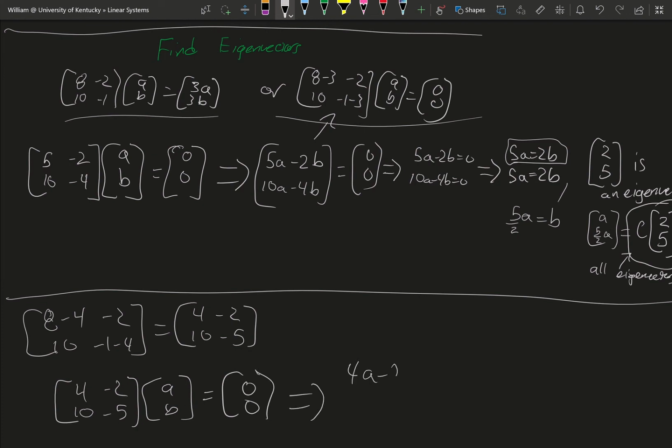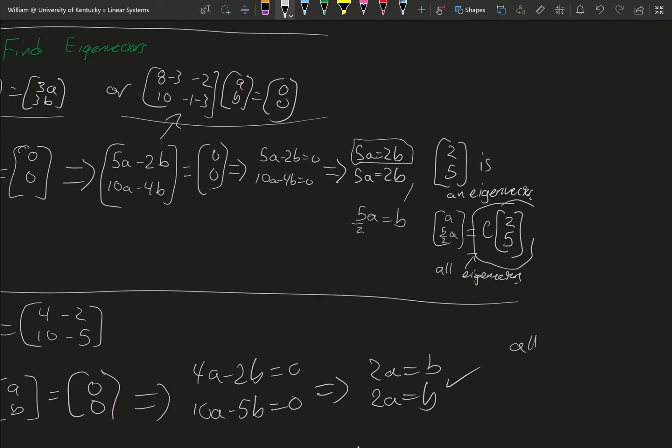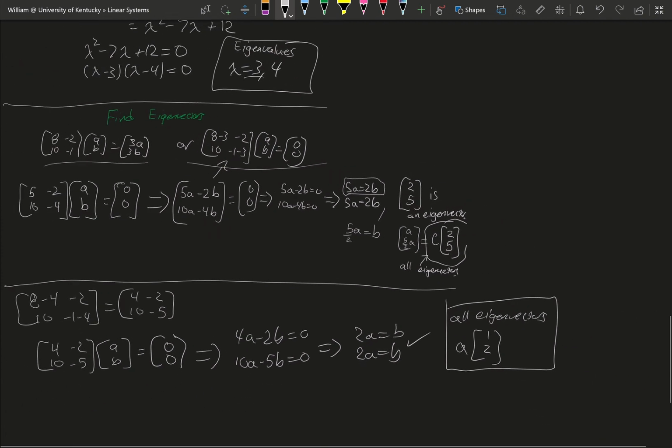So this says 4a minus 2b equals 0, and 10a minus 5b equals 0. If I move the b's over and divide, I get 2a equals b, and 2a equals b. So again, we get the same equation if I fully reduce. That's exactly what I want. And all eigenvectors are now of the form a times (1, 2).